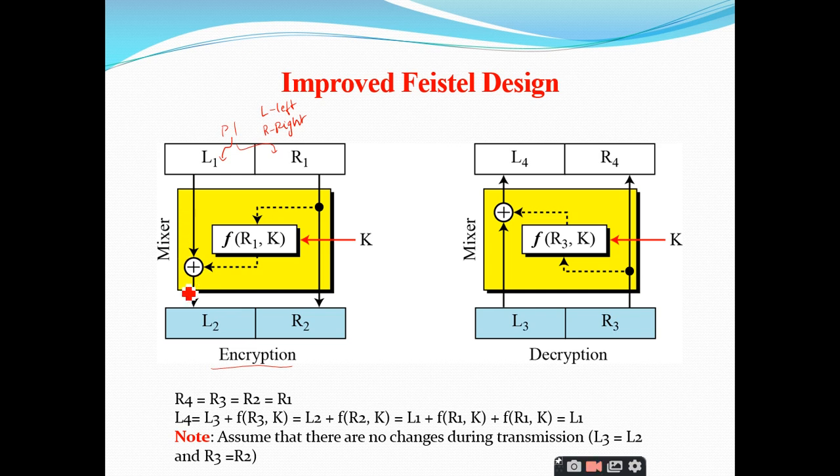What is it that I am doing in the mixer? Can anybody tell me? You can see here that L1 is exclusive ORed with f of R1 comma k. What do you mean by that? So I am defining a function with 2 variables, that is the key k will take part in generating the function, and similarly the right part. For example, if I take the plain text as 8 bits, how many bits are there in the L1?